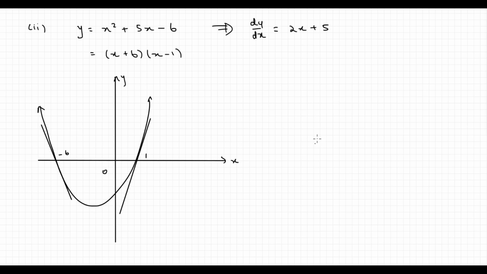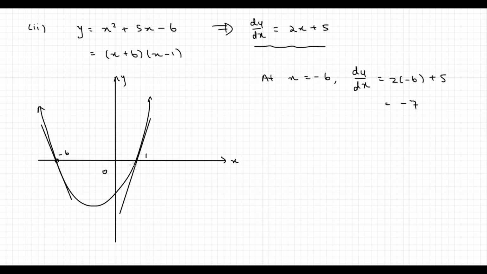Now, how do I show this algebraically? We've got the derivative, which is the gradient function. For this parabola, at the point where x equals -6, if I want to find the gradient of the tangent, or the gradient of the curve at this point, I simply take x equals -6 and substitute it into the derivative. So at x equals -6, dy/dx is 2 times -6 plus 5. That's -12 plus 5, which equals -7. This represents the gradient of the tangent at x equals -6.